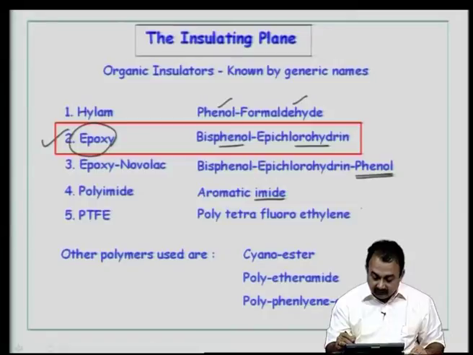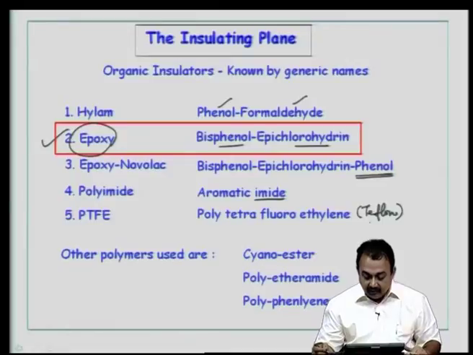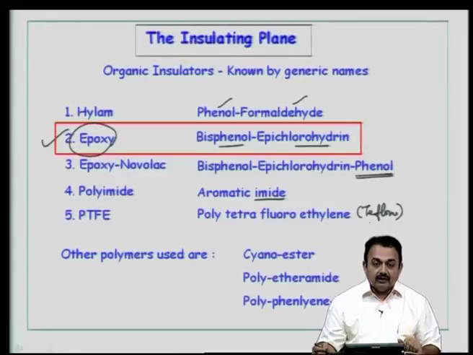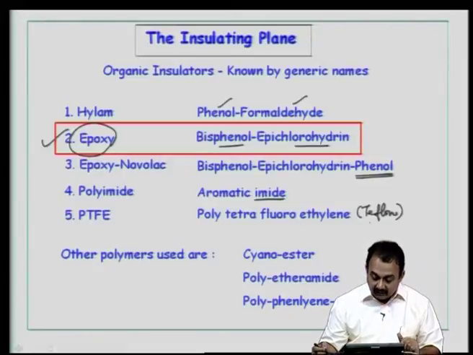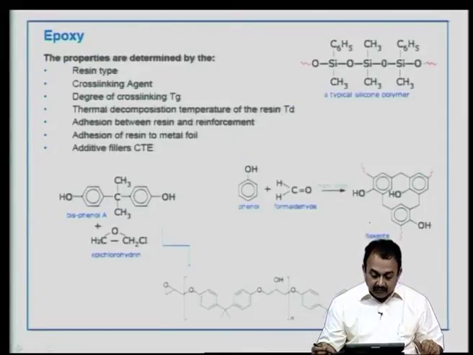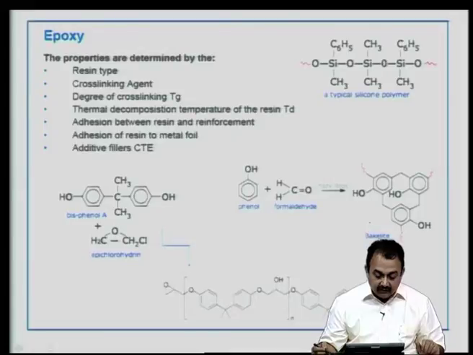PTFE is Teflon, it is a commercial name, polytetrafluoroethylene. So, all of these are organic, and that is why we call these organic substrates, because they contain an organic insulator, and these organic substrates have special properties that take care of your electrical parasitics. Other polymers used are cyanoester, polyetheramide, polyphenylene oxide. Very briefly, without going into too much of chemistry, I will describe what an organic insulator does.